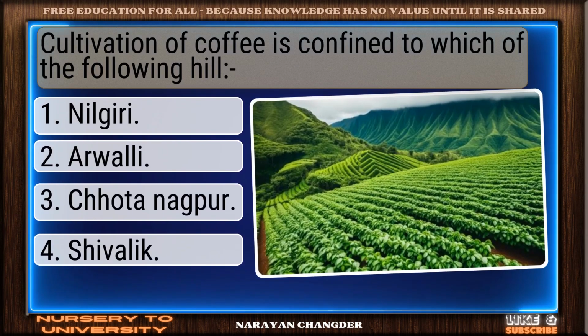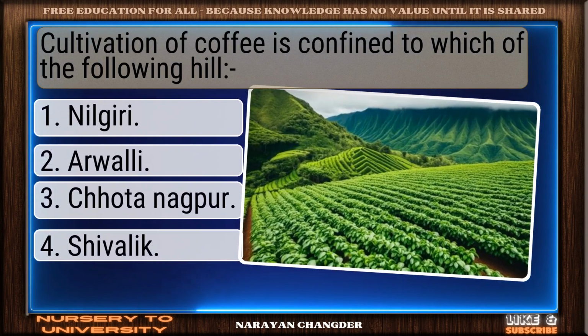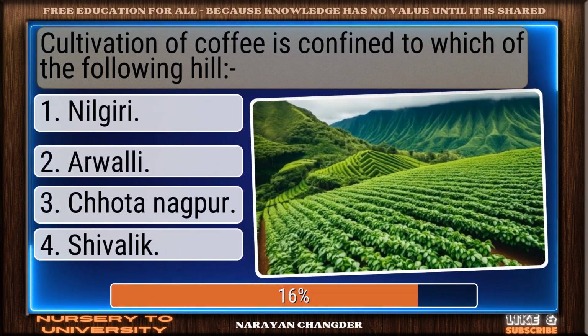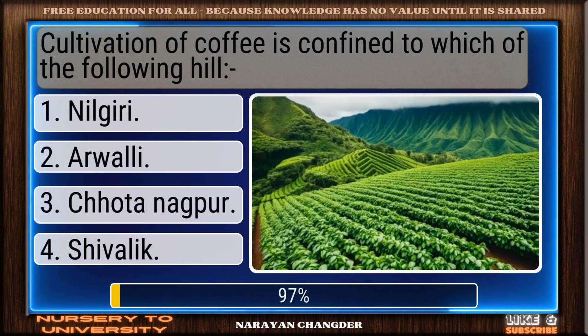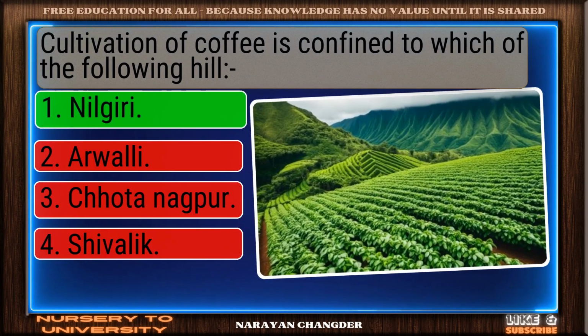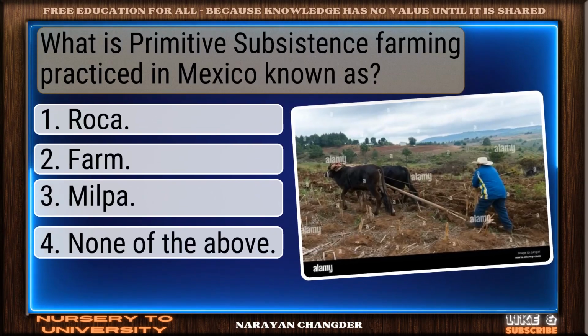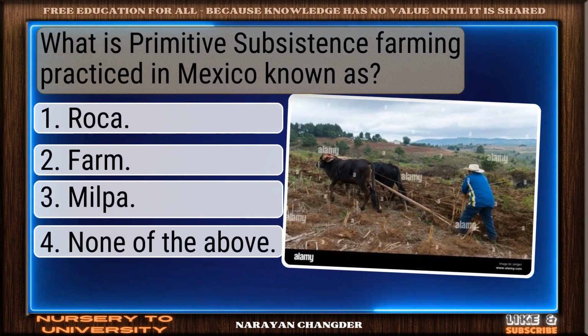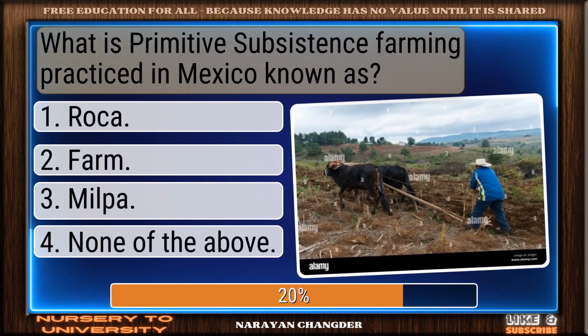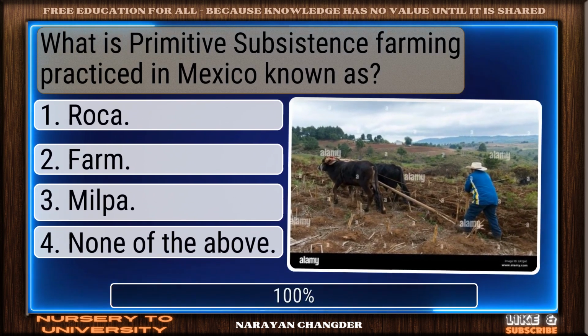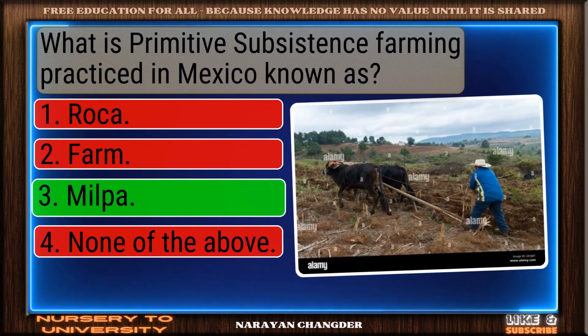Cultivation of coffee is confined to which of the following hill? Right again. Nilgiri is valid. What is primitive subsistence farming practiced in Mexico known as? Well done. Milpa is right.